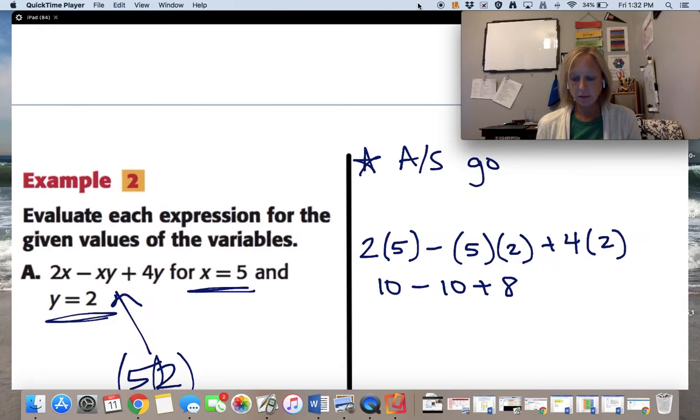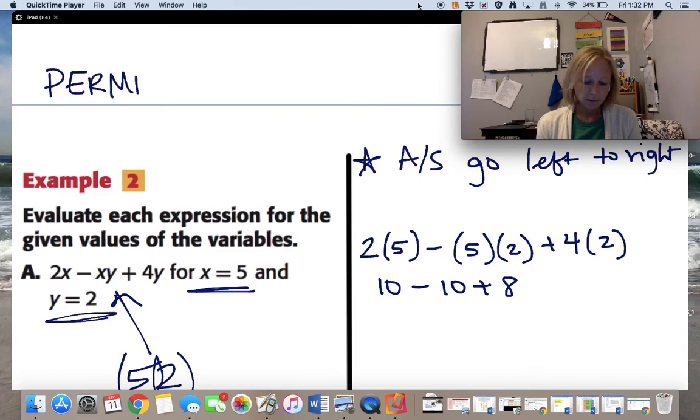Oh, I'm sorry, I can't see what I'm writing. Okay. Or sometimes what I do on my notes when I write down PERMDAS, I take a new color and I put over the AS an arrow, and over the MD, because this is true every time you have these inverse operations. If all you're left with is multiplication and division, you move left to right. If all you have left is addition and subtraction, you go left to right.